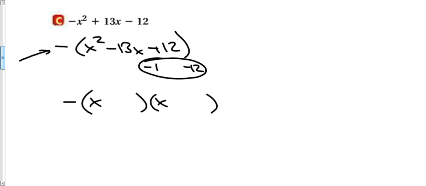My first terms are an x, and I have a minus 1 and a minus 12. So I have my answer in factored form. And of course, if I were to check it, if I were to multiply it, then I would get back to my original answer if I were to FOIL it out.